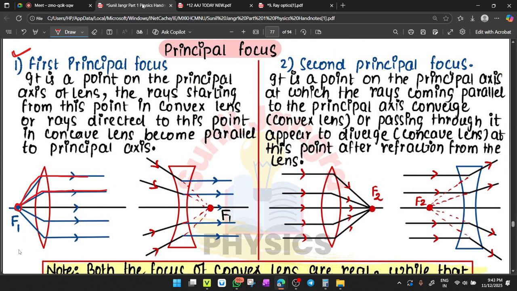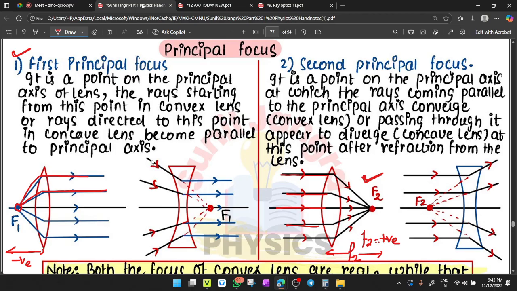Check here. Here the focal length of the convex lens is negative. For F1, the focal length for the convex lens is negative. Clear or not clear? As it is the first principal focus. But here it is the real focus. Second principal focus is the real focus. The rays coming parallel to the principal axis, after the refraction, meet at a point. That focus is called your second principal focus. So F2 here is positive. Clear or not clear? So here F2 is positive and F1 for the convex lens is negative.